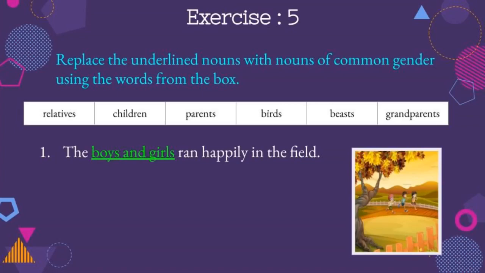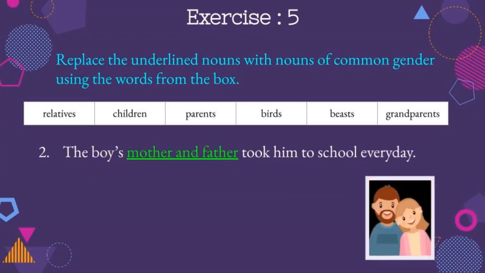Now we can rewrite this sentence as: The children ran happily in the field. How can we write the sentence? The children, because children is the common gender used for both boys and girls. So the rewritten sentence is: The children ran happily in the field. Students, write neatly. The first sentence is: The children ran happily in the field. Okay, first one is over.